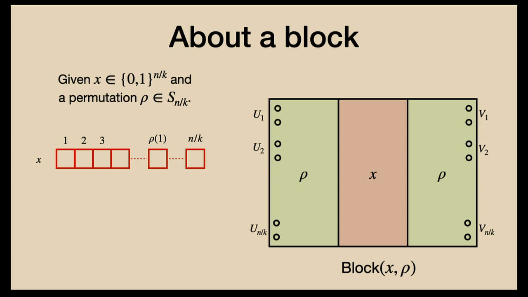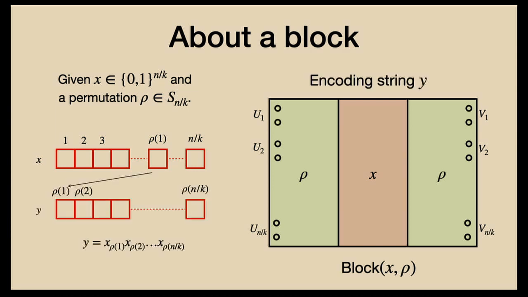And what is this specific string? I have this x already and I have a permutation rho, which is just permuting the positions of x. I'm going to define a new string y, where in the first position I'm going to have rho of 1, in the second position I'm going to have rho of 2, and so on. So you're just rearranging the values in x according to rho.